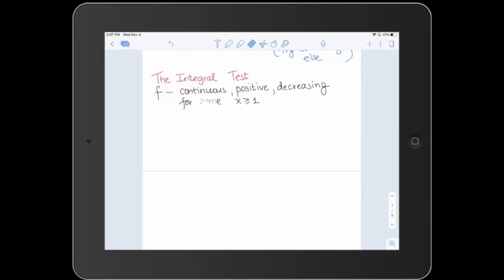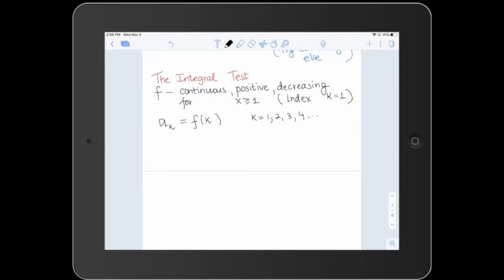Not for some, it's just for x greater than or equal to 1. So this is equivalent to saying my index starts with 1. You'll see the connection. And then we're going to look at a sequence such that when we evaluate it at k, at the index, we get exactly the value function. So k is equal to 1, 2, 3, 4, and so forth.